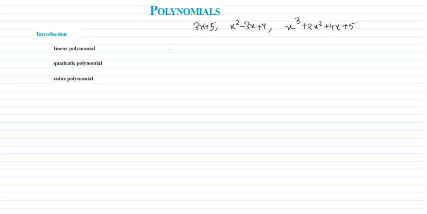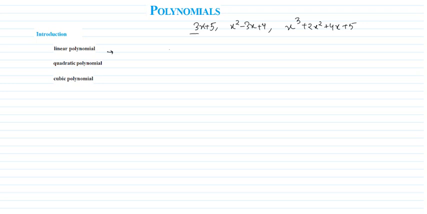We have studied that if the power of the variable is a whole number, then we can say the given algebraic expression is a polynomial. So the basic condition for any algebraic expression to be a polynomial is that the power of the variable should be a whole number. We'll start with the first type of polynomial, that is the linear polynomial.